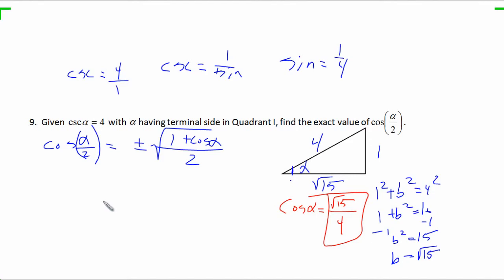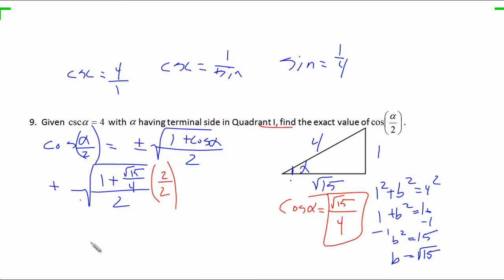So I'm just going to go ahead and write it in. I know that this is in quadrant 1, so I'm working with the positive value here. So it's the positive of the radical of 1 plus the cosine, which is radical 15 over 4, all of that over 2. And just for a little simplification, so I can remove it from the bottom, I'm going to go ahead and multiply top and bottom by 2.